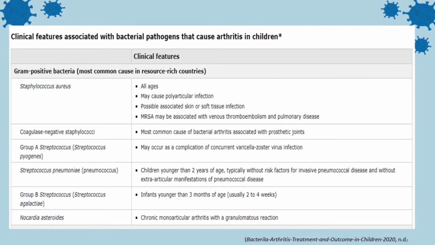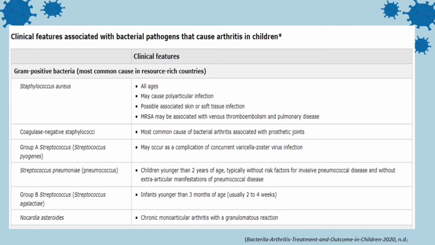These are clinical features with their respective bacterial pathogens that cause arthritis in children. Staph aureus affects all ages, may cause polyarticular infection, possible skin-associated or soft tissue infection. MRSA may be associated with venous thromboembolism and pulmonary disease. Next is the coagulase negative staphylococci or CoNS, most common cause of bacterial arthritis associated with prosthetic joints.